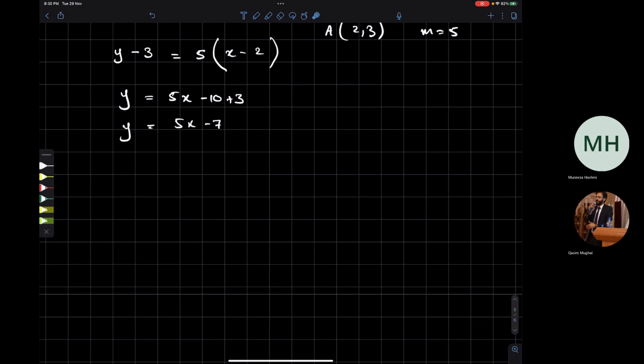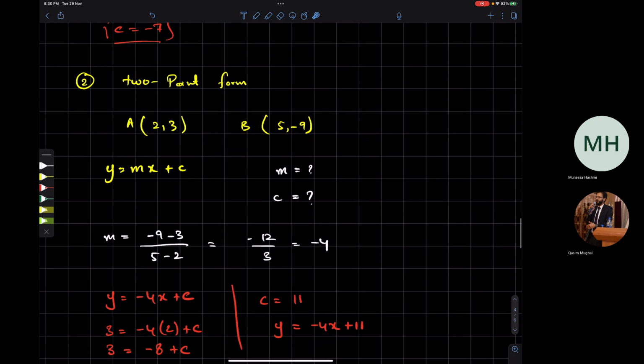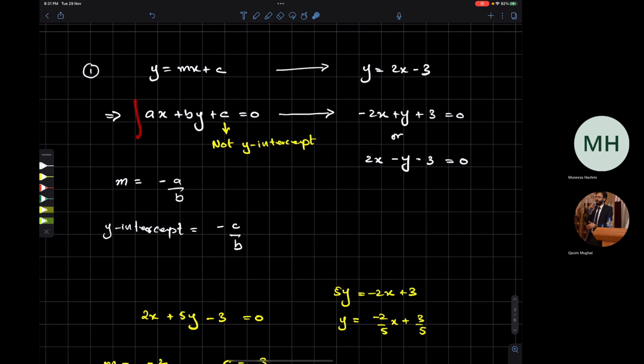So the only two new things about A levels are this: y minus y1 equals m into (x minus x1), and this format, which is ax + by + c = 0. You can also find m and the y-intercept from this format as well. Now all you have to remember is that c in this format is not the y-intercept.